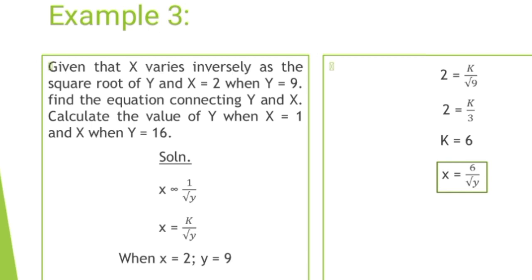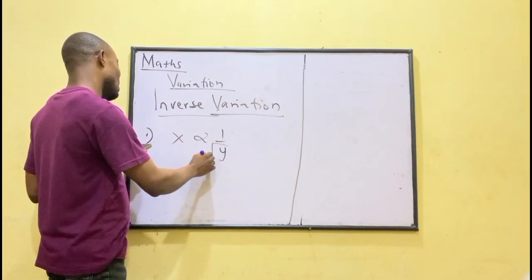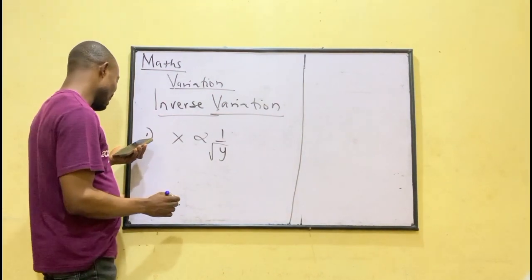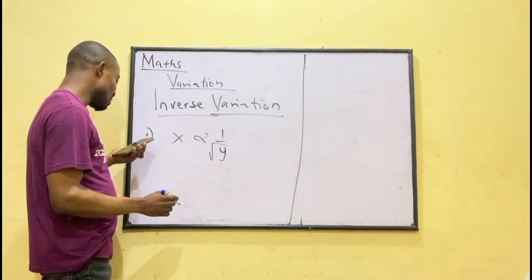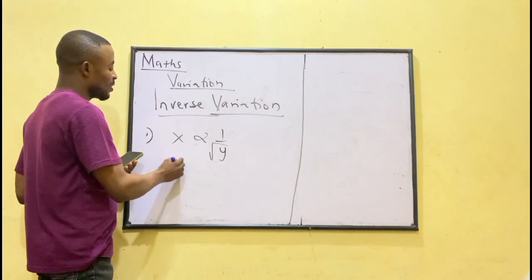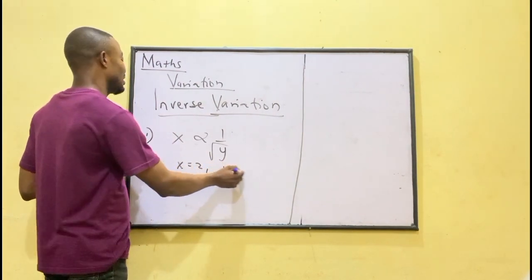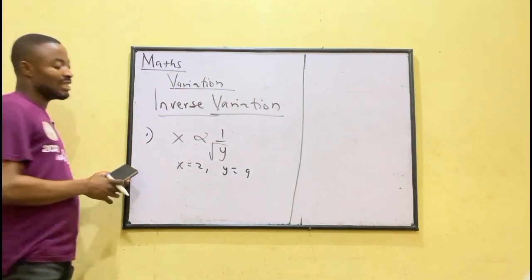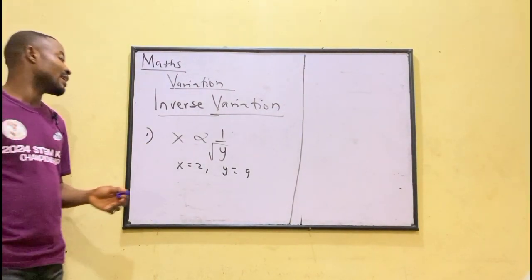So here we have that x varies inversely as the square root of y. Now when x is 2, y is 9. When x is 2, y is 9. So let's first of all get the relationship between x and y here.